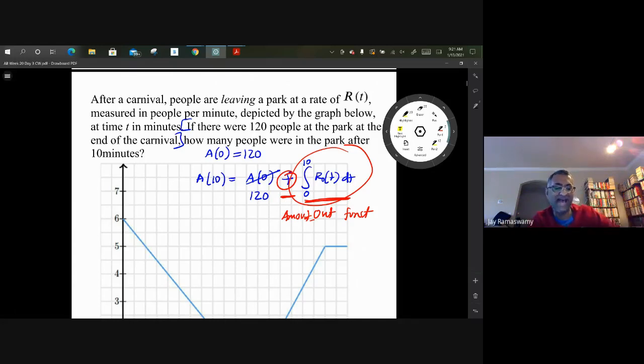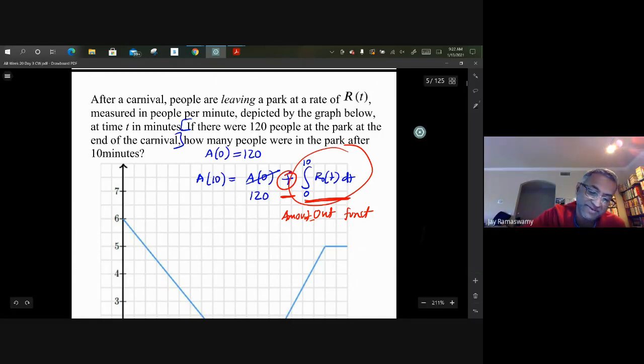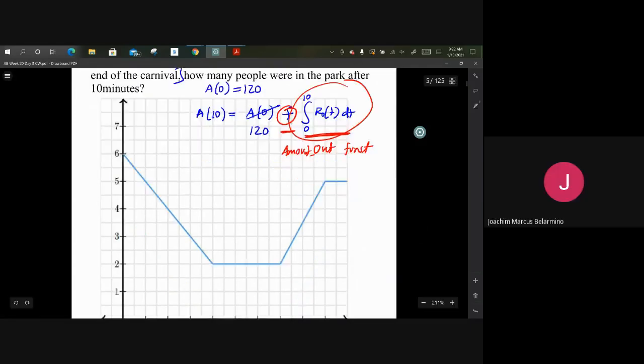Remember, we began with 120 people at the end of the carnival. People are leaving. Should we not subtract them, not add them? Everybody okay there? So you're learning that the context of the problem matters. You need to be alert to the context of the problem. The rest of it is easy. You can integrate easily.